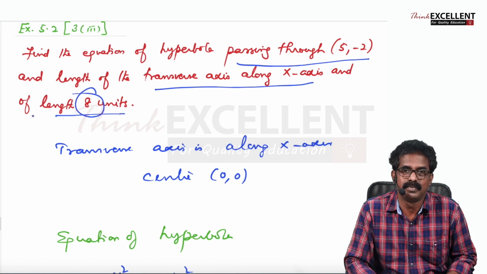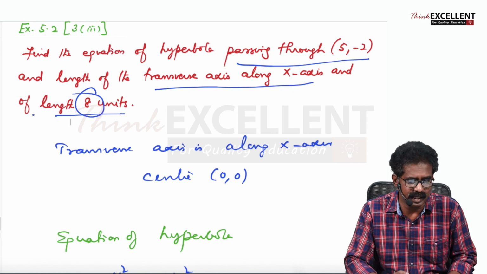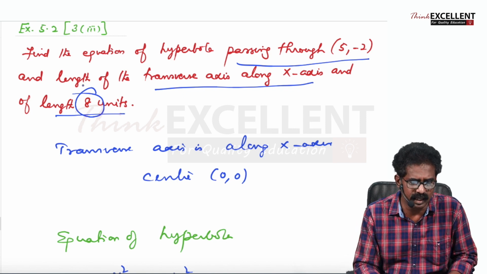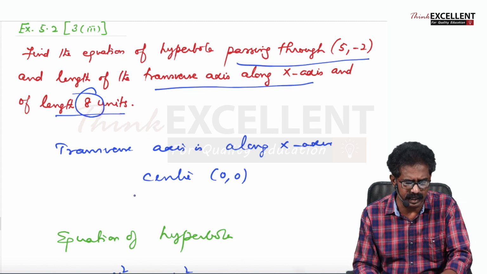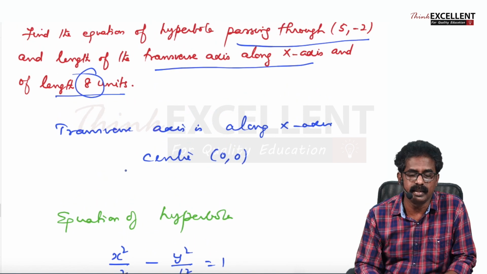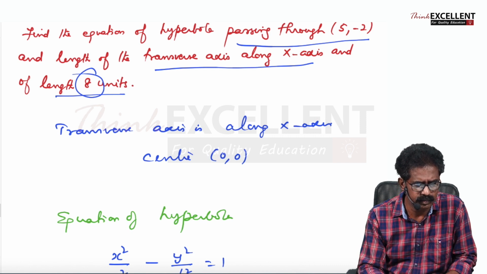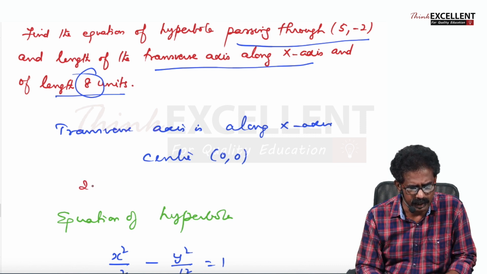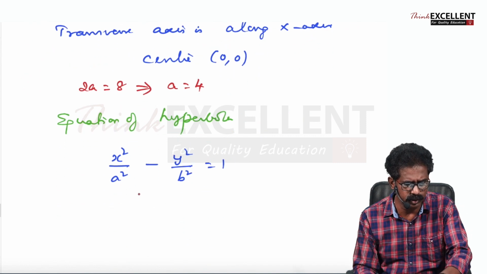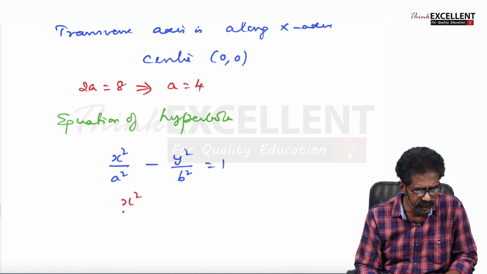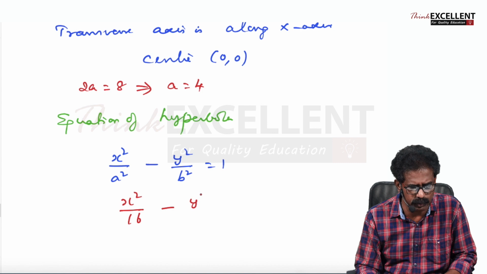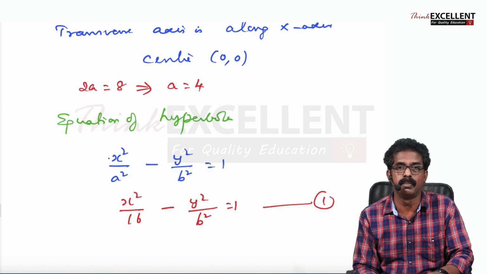What is that 8? It is not the length of the latus rectum. So read the question very carefully. They are talking about the transverse axis. The length of the transverse axis is 8 units. For the transverse axis, what is the length? It is 2a, right? So 2a is equal to 8 units. So you can say a equal to 4. So you substitute the a value: x square by a square, it is 4 square, 16, minus y square by b square equal to 1. So this is your answer, but there is one unknown. What's unknown? B. So that we have to find.